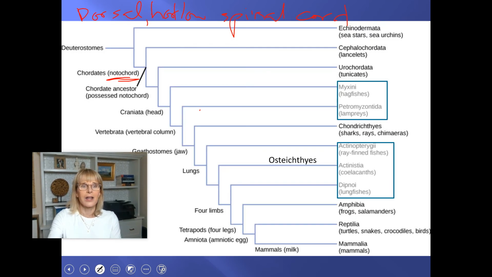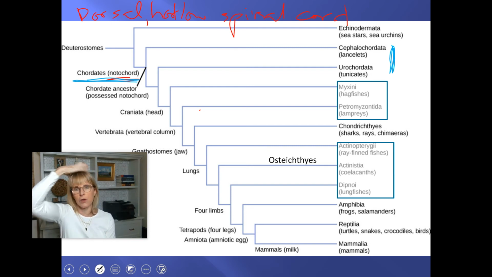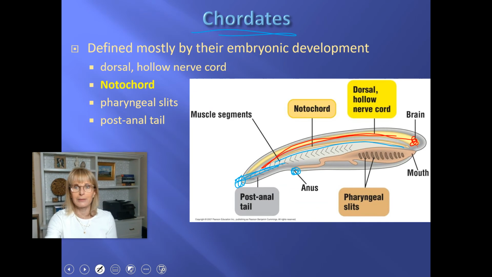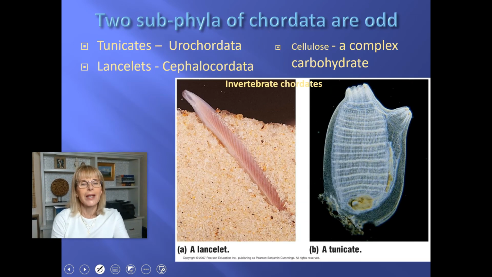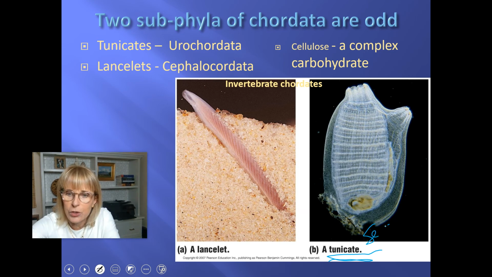So all of the chordates have a notochord. We're going to talk about the earliest chordates that have a notochord, but they don't really have skulls yet, okay? All right. So here are the 2 chordates that are weird. These are called tunicates, and tunicates are also known as sea squirts. And can you believe that thing is related to you?